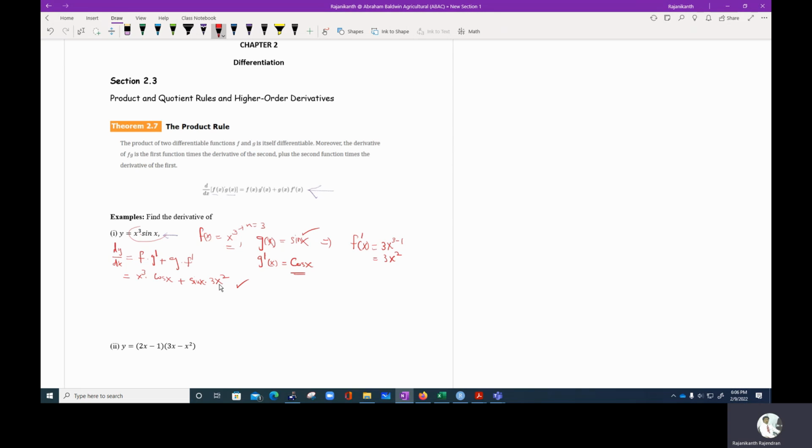So the product rule says that the derivative of f times g is nothing but f times g prime plus g times f prime. So in short form, you could write it like this, simply as the product derivative. So you could use this notation as well. If you put f times g prime, it means you are finding the derivative of the function f times g. So the formula is simply f times g prime plus g times f prime. Okay, so you could use this notation as well.